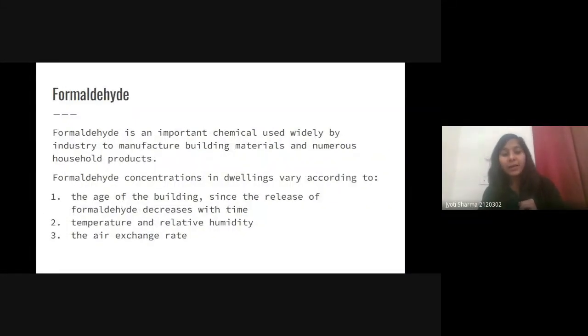The second is formaldehyde. You can have formaldehyde everywhere, either in glue or in some cleaning agents. You can find it in each and every component, in a huge number of products we are using. This will vary according to the age of the building, since the release of formaldehyde decreases with time, temperature and relative humidity, as we talked about, and the air exchange rate.